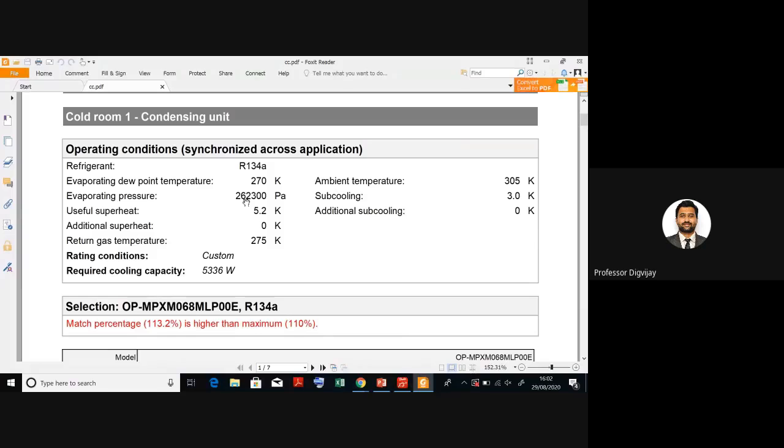Okay, 2.62 is the suction pressure or evaporator pressure, which should always be greater than the atmospheric pressure. So it is greater than the atmospheric pressure. Then where is that condenser pressure? They have not given condenser pressure here. Okay, so we'll see. Then superheat is 5.2 Kelvin. Return gas temperature. Subcooling is 3 Kelvin. This means that there is a subcooling of refrigerant after the condenser, and this superheat means there is a superheating of refrigerant after evaporation.